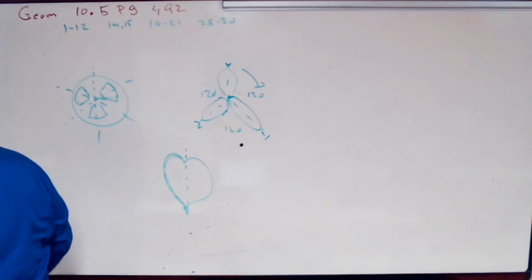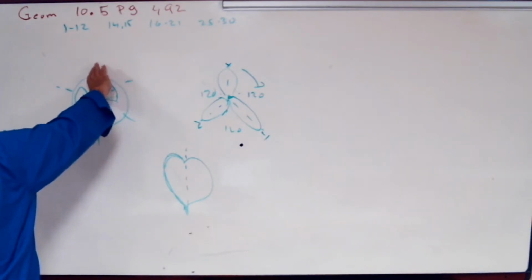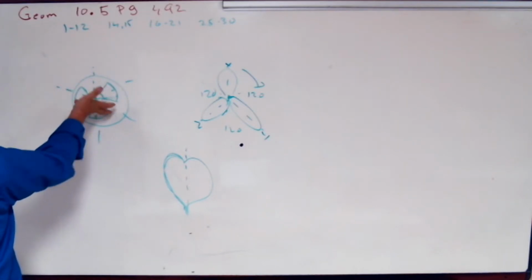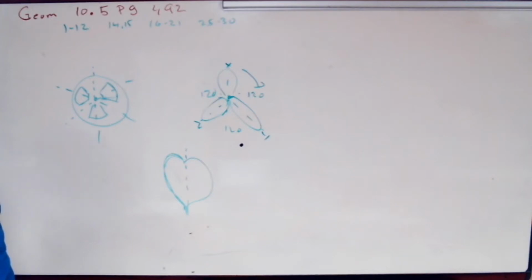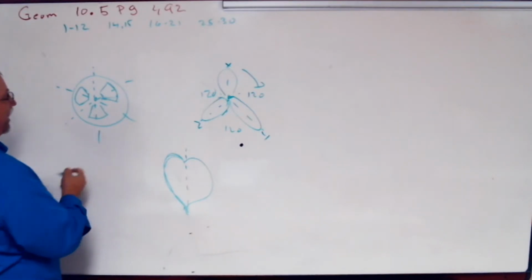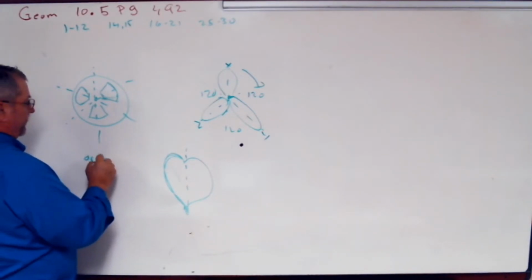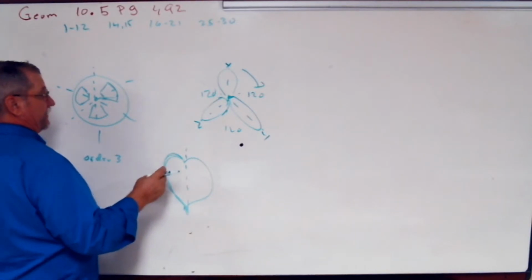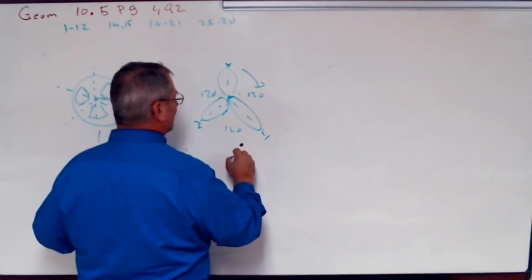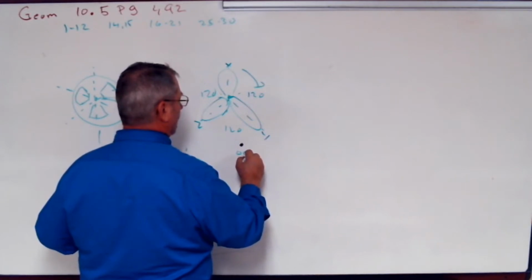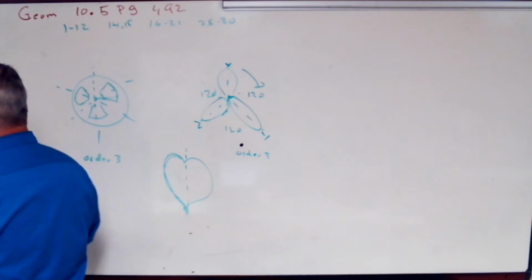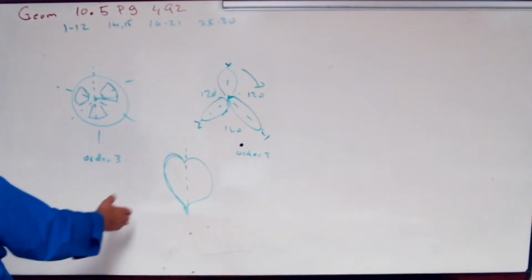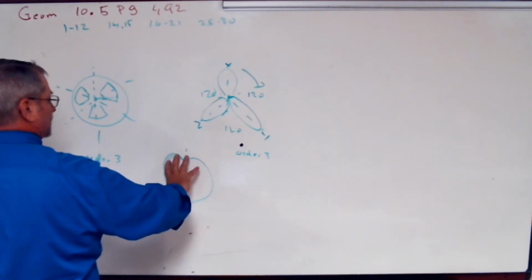Okay? And since there's 3 clicks to get back, it's also 120 degrees between there. Okay, so it has an order of 3. Order of 3, because it takes 3 times to get there. O-R-D-E-R, order of 3.